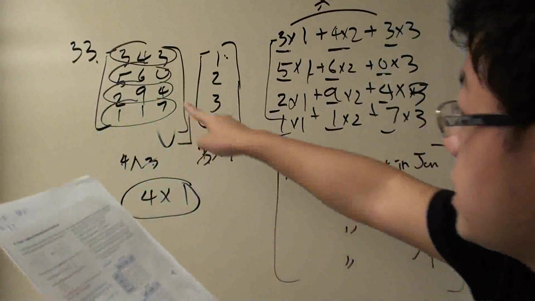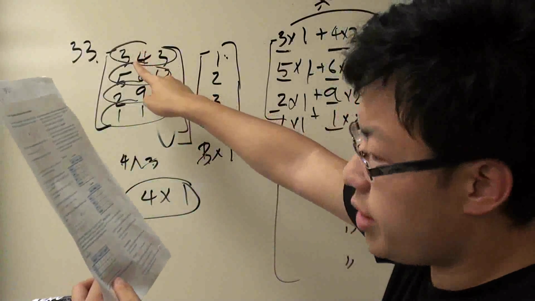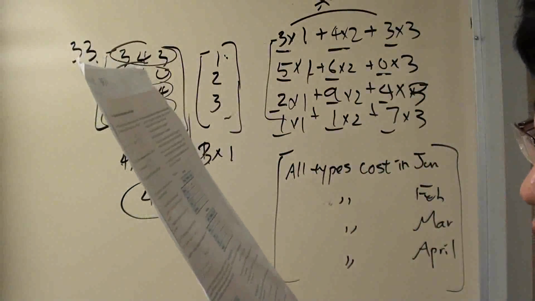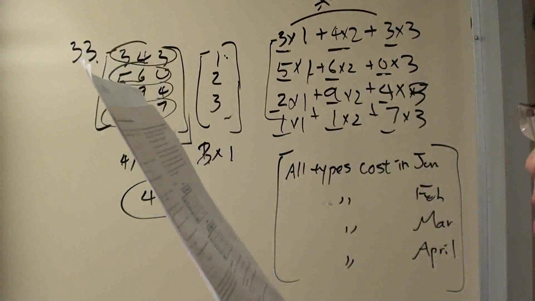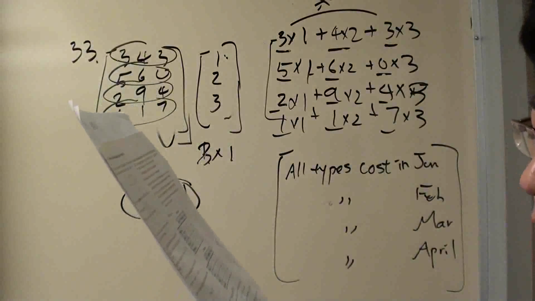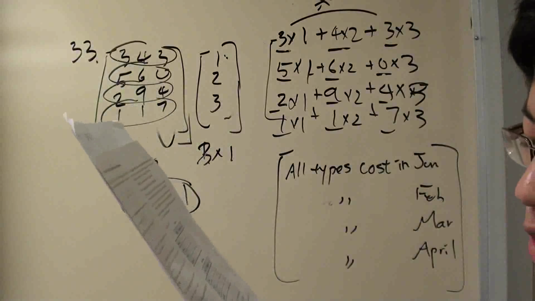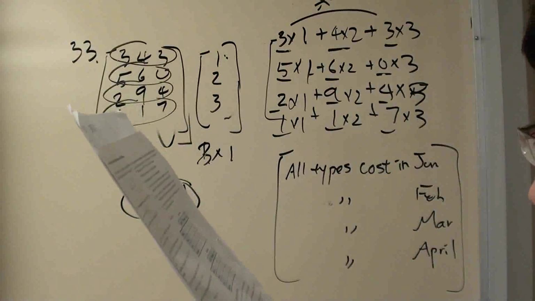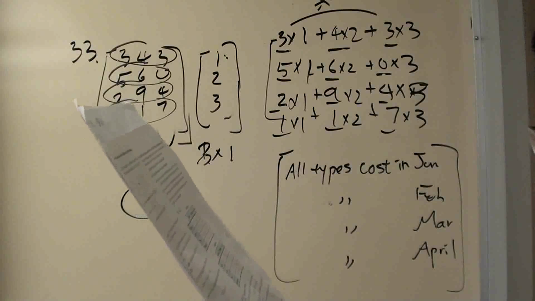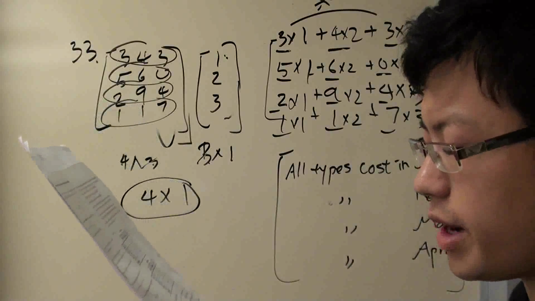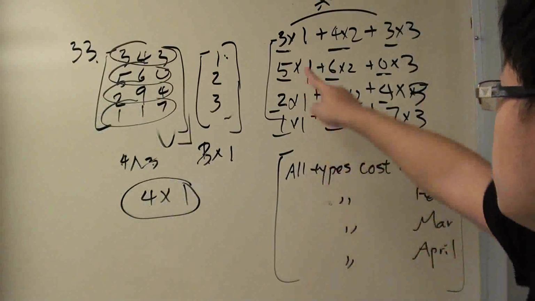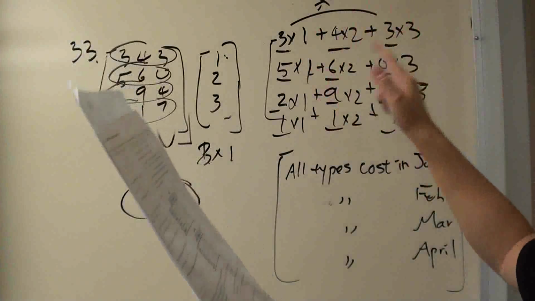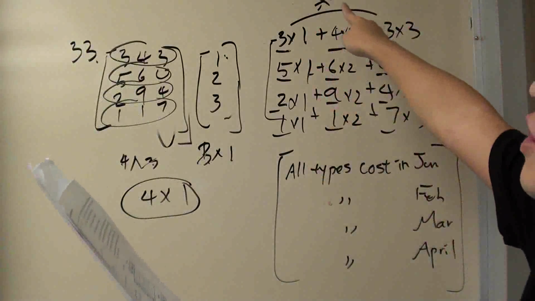In January, for example, there were 3 of type 1 made, and they each cost $1. So in January, type 1 will cost $3. Type 2 will cost not $4, it will cost $8, because there are 4 of the type 2s, and each of them costs $2. Same thing for type 3, 3 times 3, because each costs $3. So think about that. You're adding the total cost of type 1, type 2, type 3, all in January.